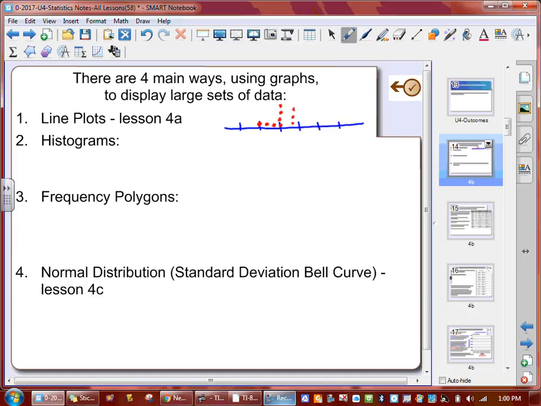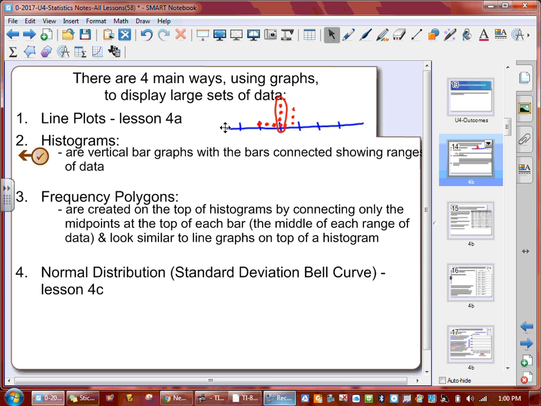So how did we find whether or not you had a mode? The mode would be the one who is the tallest, the one who has the most. Okay? So that's line plots. Line plots are one way we can organize large pieces of data. The second way is with a histogram.